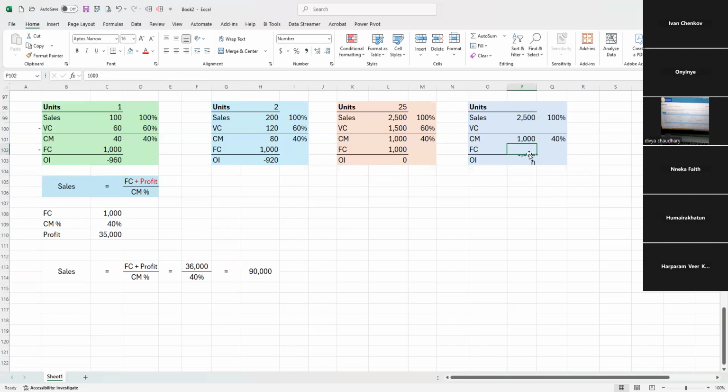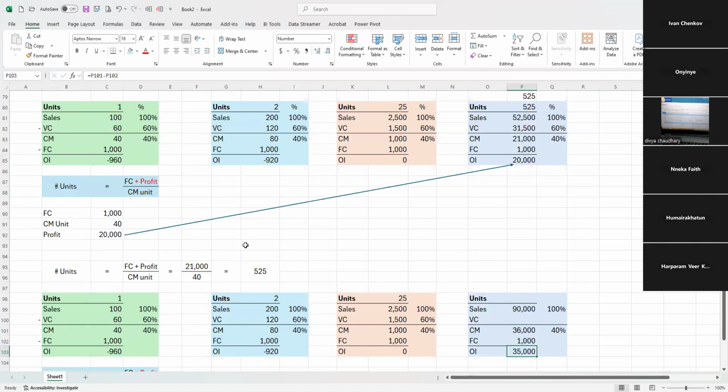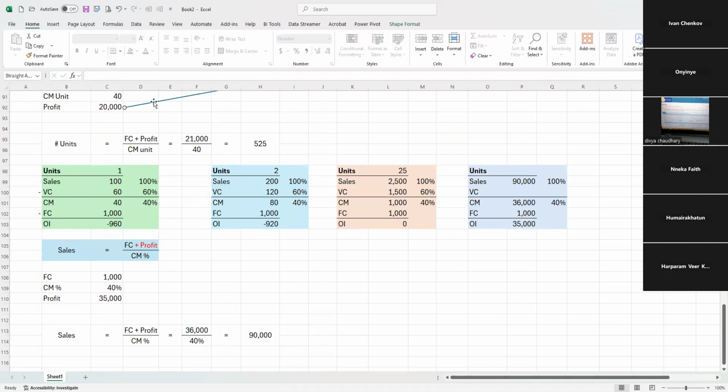Nine. So the question is, if my sales are $90,000 and 40% of those $90,000 come to my contribution margin, is that enough to cover my fixed costs and give me $35,000? Yes. So again, you get what you wanted. Make sense? Yeah.